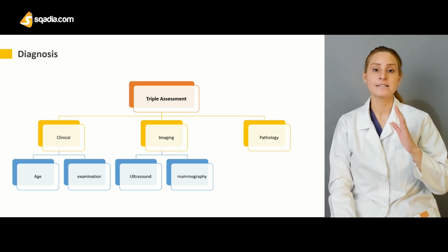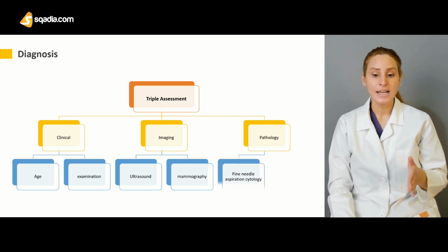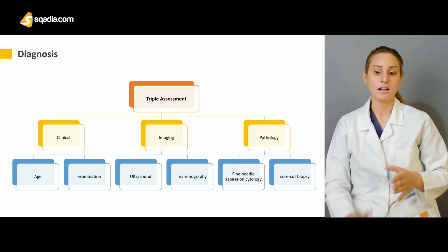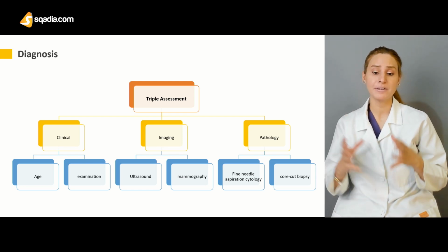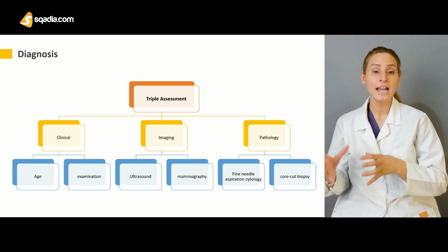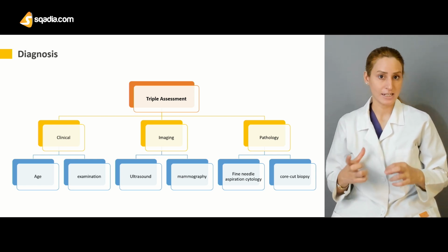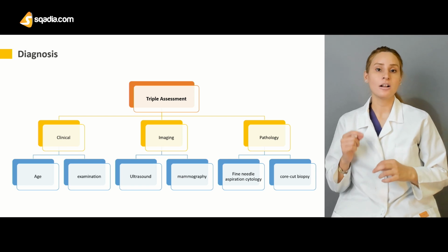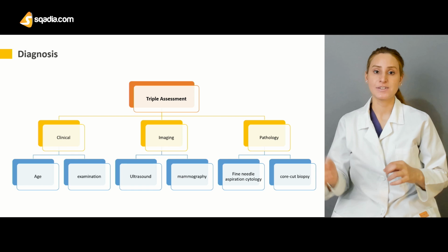And then there is another part of the triple assessment, which is the pathology. And you go for fine needle aspiration cytology, or you go for the core cut biopsy. So what's the difference between fine needle aspiration cytology and a core cut biopsy? So in an FNAC, you just have to take an FNAC needle and then all the way you puncture the lesion and you take the cells for cytology.